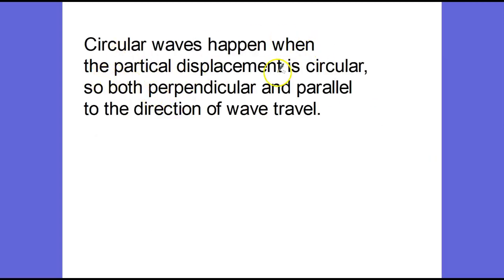Circular waves happen when the particle displacement is circular, both parallel and perpendicular to the direction of wave travel. So if I have this particle, and instead of just moving up and down or side to side, it does both, moving in a circle and then back to where it started, it has moved up, it has moved down, and it has moved from side to side. So it's doing parallel and perpendicular motion at the same time, and the particles travel in a circle. If you do an internet search for that, you can see a good example is deep underwater. There are transverse and longitudinal waves, and a particle of sand would end up just going in a circle around and around.